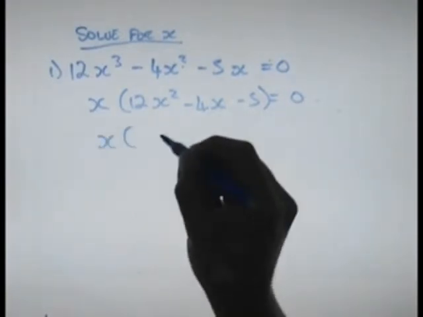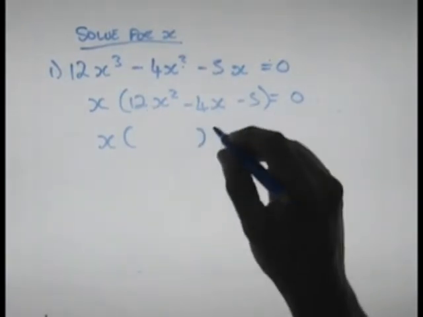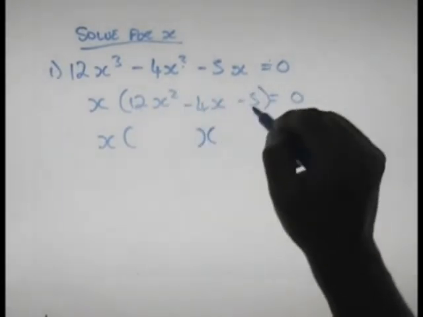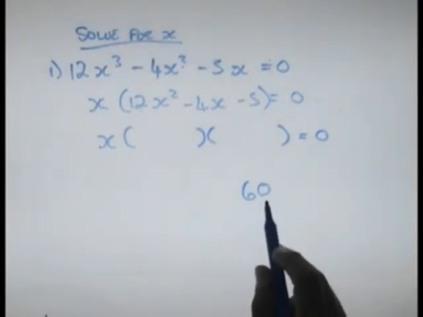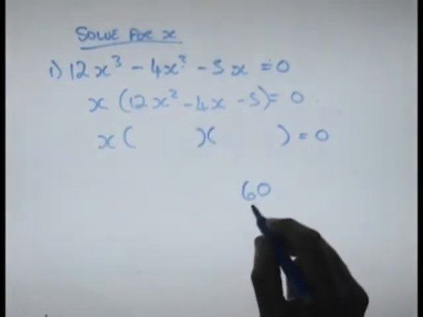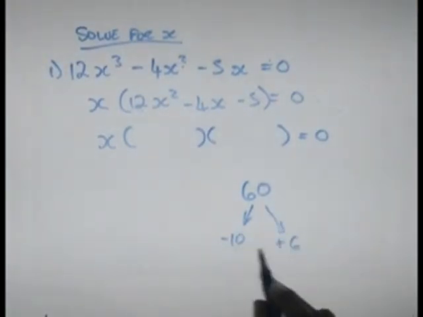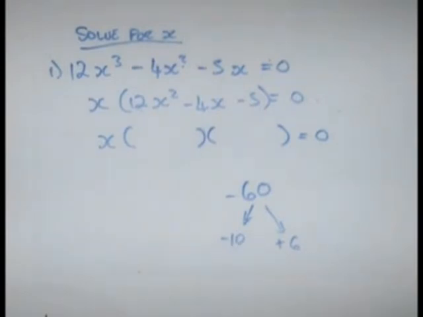Factorize this. Now, how do I factorize something that has a number in front of the x squared? I'm going to try this. 12 times 5 is 60. What are the factors of 60 that are going to give me negative 4? Wouldn't it be negative 10 and 6? Negative 10 multiplied by plus 6 is negative 60. And negative 10 plus 6 is negative 4.